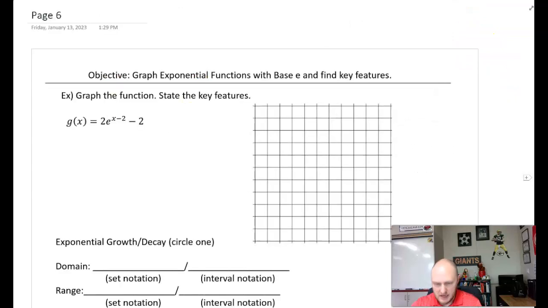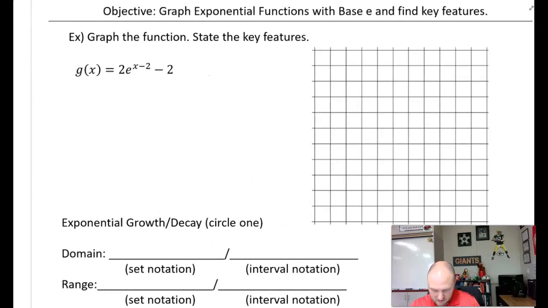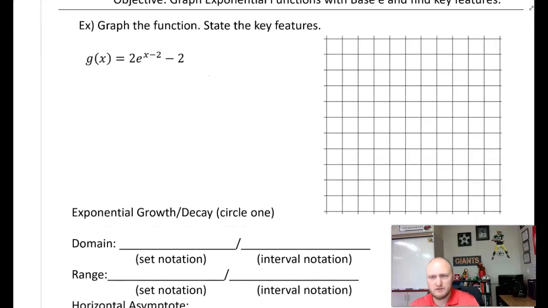So let's go ahead and graph a function here. We're given the function g of x equals 2 times e to the power of x minus 2 minus 2. Lots of 2's going on here. That's the lucky number 2, I guess. A is 2. Our h value is 2. And our k value is negative 2.